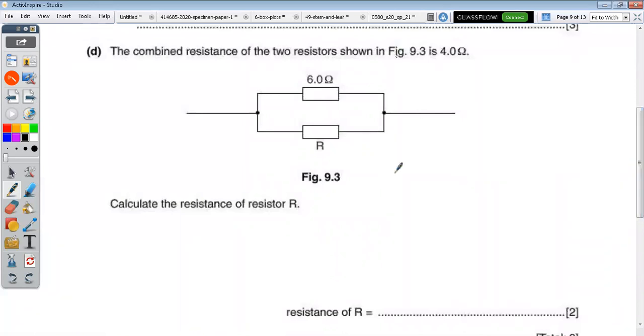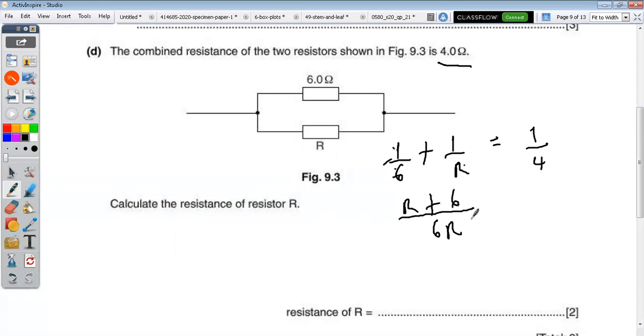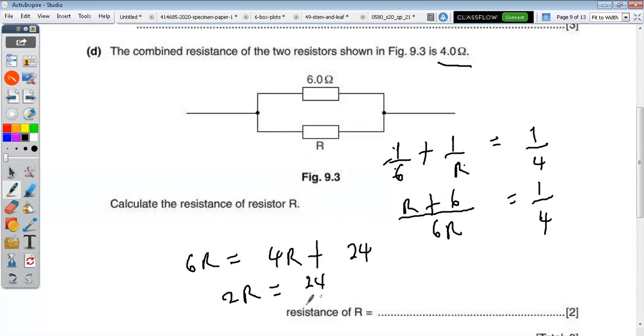Combined resistance. You know that combined resistance is what? 1 over 6 plus 1 over R is going to give you 1 over the total combined resistance, which is 4. It would give you 1 over 4. Cross multiply: 6 plus R over 6R is equal to 1 over 4. You get 4 times 6 plus 4R equals 6R. Take this to the other side, 24 is equal to 2R. Then R is equal to 12.